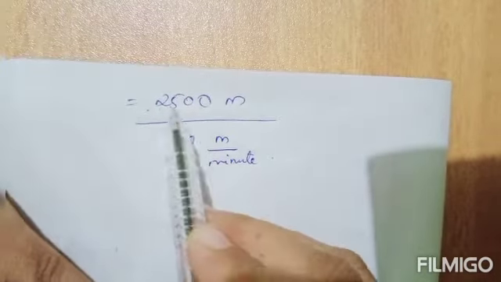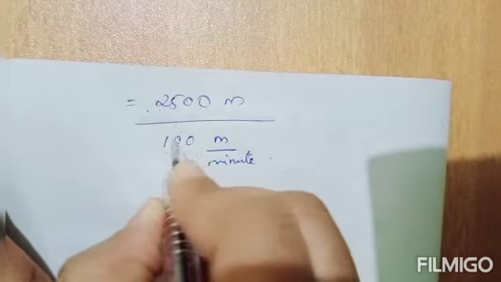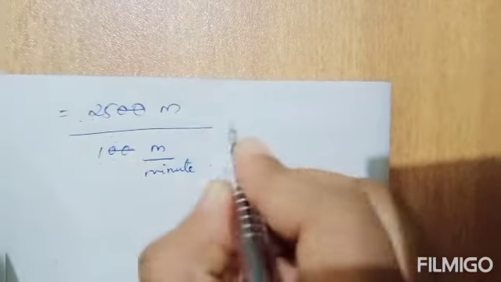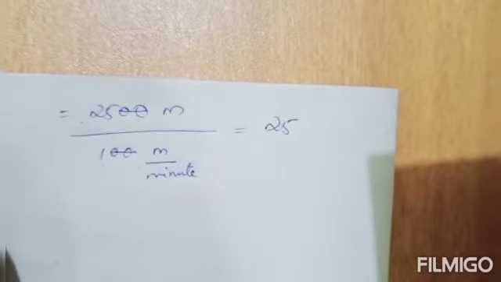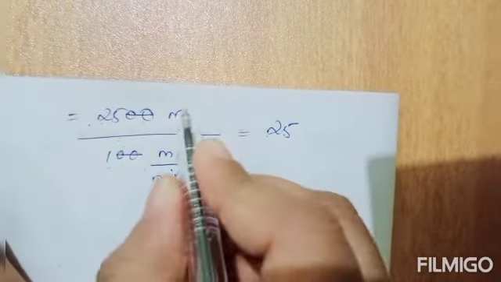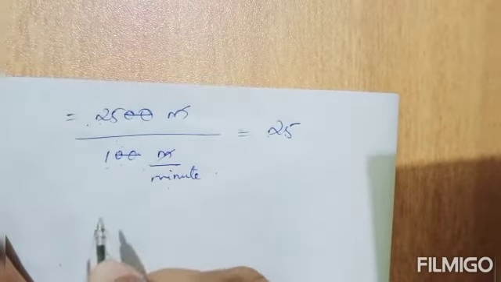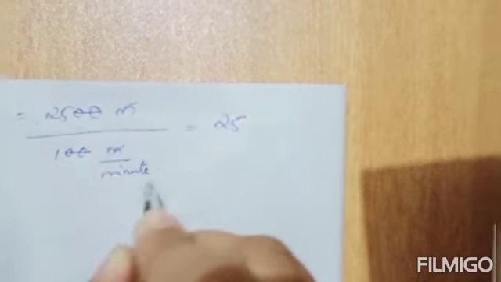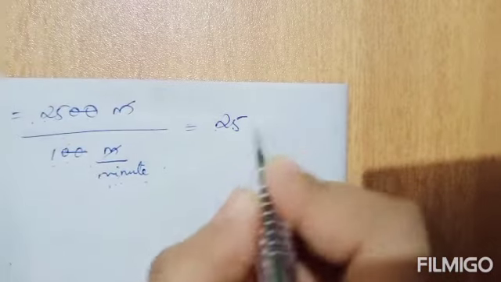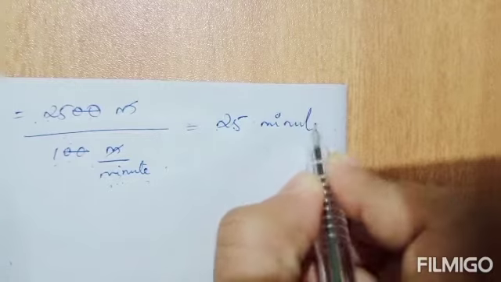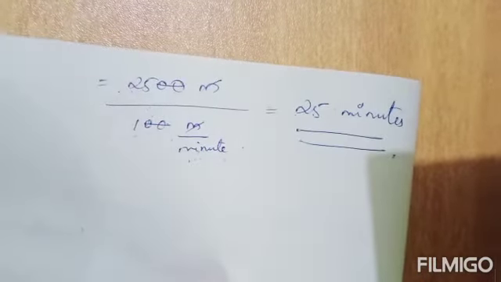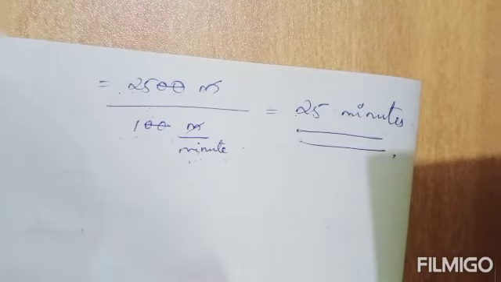Okay. Now this 2500 by 100 you can divide. You will get 25. This meter we can cancel. Here the unit is minute. Time is in minutes. So 25 minutes. This will be the answer. In order to walk 2500 meter, he will take 25 minutes.